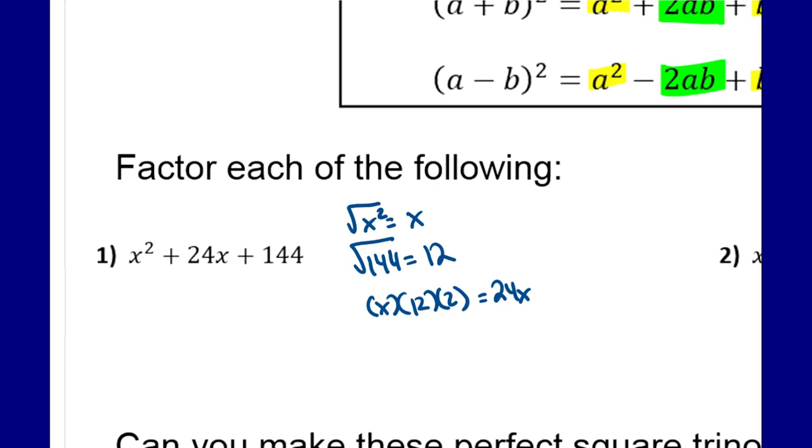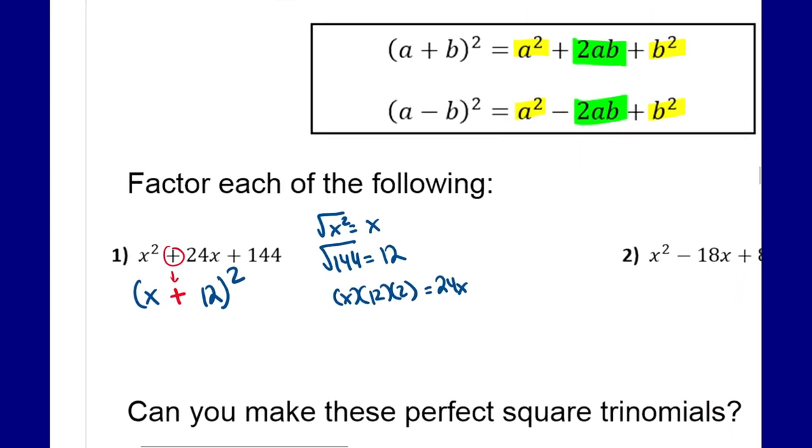And when I factor a perfect square trinomial, take the square root of the first term, square root of the last term. It's going to be squared in one bracket. The sign between the first and the second term is going to be the sign in my bracket. So this becomes (x plus 12) squared. And that's it.